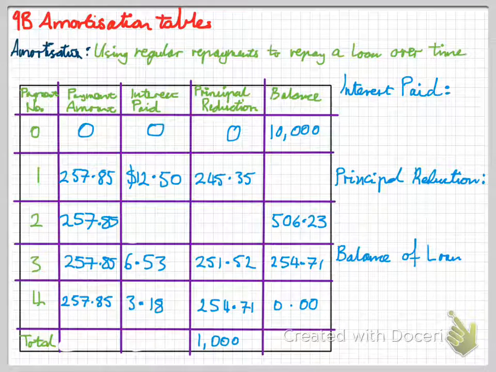Our next step in, and you've seen I've done a fair bit of pre-work on this one, our next step in analysing these loans is creating amortization tables. So amortization is using regular repayments to repay a loan over time. Okay, and an amortization table simply shows us the particular or the individual parts of that loan as we go through. So you see we've got our payments.